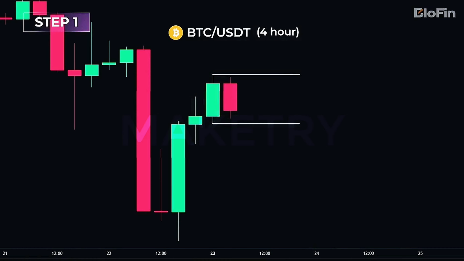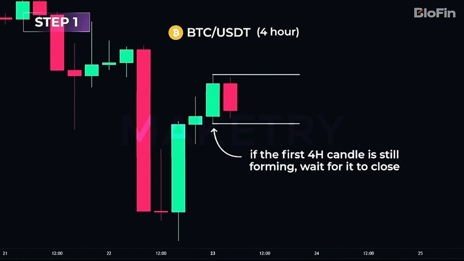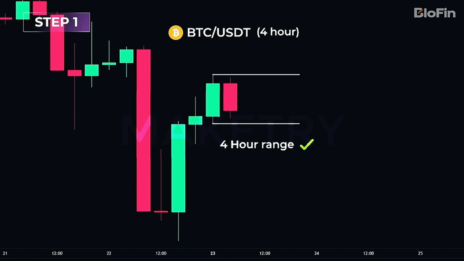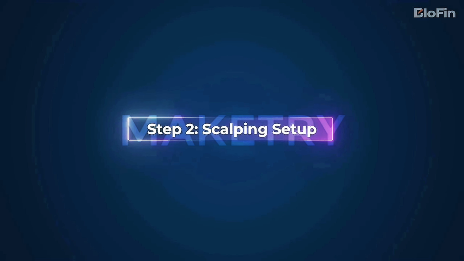Now, an important thing to remember is make sure that the first 4-hour candle has fully closed before marking the range. If the candle is still forming, wait for it to fully close first. So once the 4-hour range is identified, we move on to step 2, which is the scalping setup.